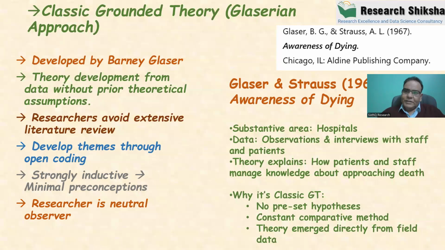So these are some unusual conditions that can be explained only with the help of qualitative grounded theory research. So why is it called classic grounded theory? Why is this kind of study known as classic grounded theory? Because we don't have any pre-set hypothesis. You cannot develop the hypothesis in this case.